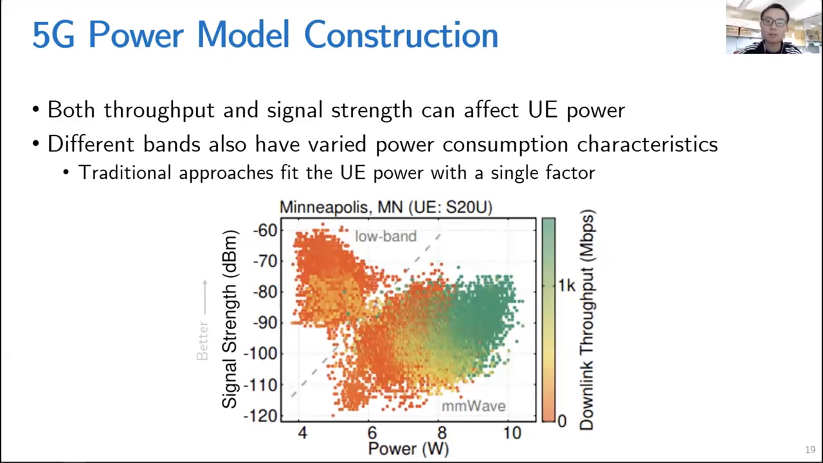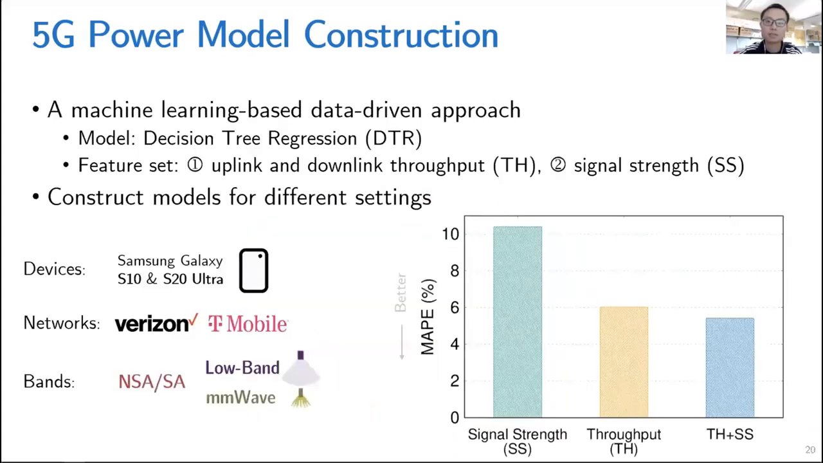All the above findings motivate us to seek a better way to build the UE power model, while traditional approaches mostly consider only a single factor. We turn to machine learning-based, data-driven approaches to take into account multiple factors. Specifically, we use decision tree regression. We constructed power models for different devices, different networks, and different radio technologies and bands. By comparing the mean absolute percentage error averaged across all the network settings, our model, considering both throughput and signal strength information, produces the lowest prediction error at 5.4%.